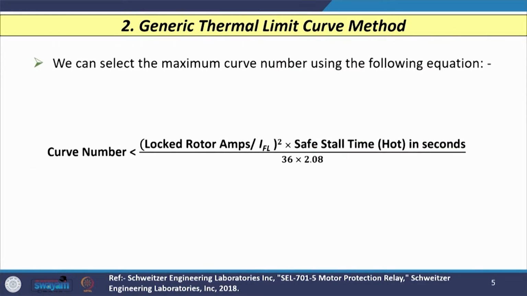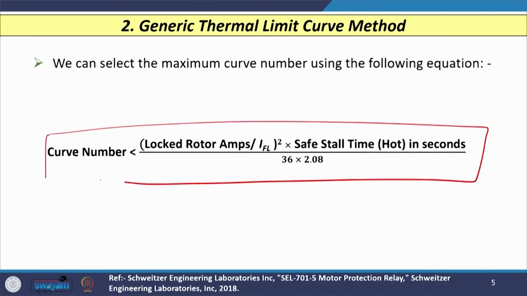If we wish to select the curve number, we have to use this equation. Whatever value you obtain, you have to select that curve, or you can select a lower curve from those given. According to this equation, the curve number contains the locked rotor amps divided by full load current, squared, multiplied by the safe stall time of the motor in hot condition, given in seconds, and divided by a few constants.